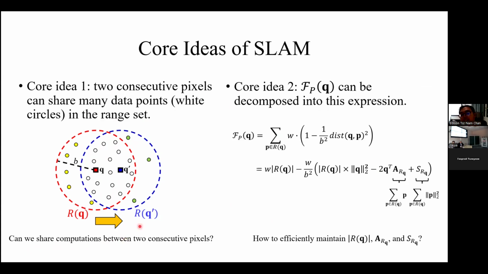And the second core idea is that for this F_P(q), if you substitute this RQ into this equation, you can decompose this equation based on some linear algebra operations. You can decompose this Euclidean distance into this form. That means if you can maintain this RQ, this ARQ, and also this SRQ in a very efficient way, you can also efficiently evaluate this one. So another question is how to efficiently maintain RQ, ARQ, and SRQ.